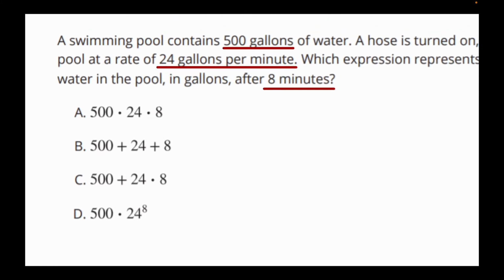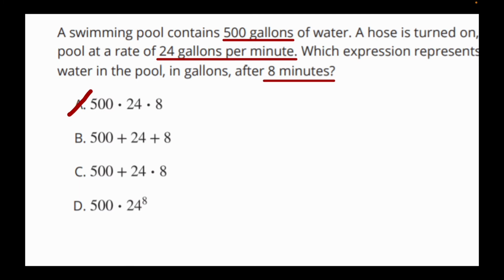My first option doesn't have adding at all. It has everything being multiplied, so it is not going to be this one. There's no addition in there whatsoever. My second one has only addition, but I shouldn't be adding the 8 minutes. 8 minutes tells me how many times I'm going to be adding the 24. So it's not going to be this one either. And the very bottom one only has multiplication and exponents in it, so it's not going to be that either. We're going to pick choice C.